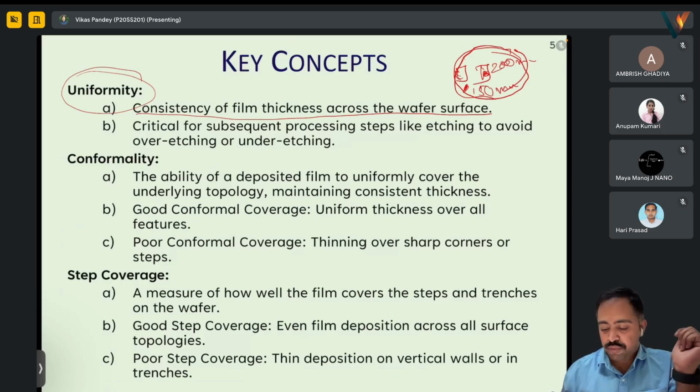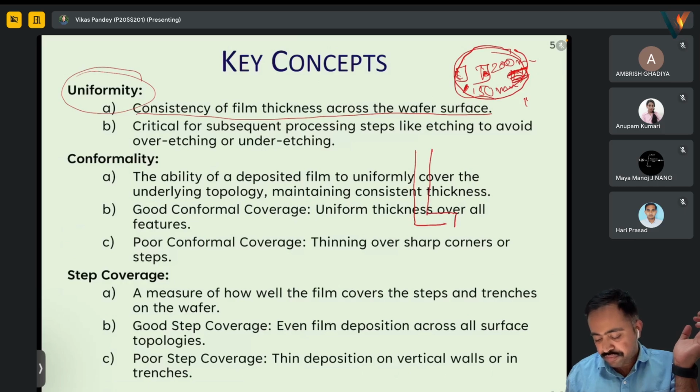Like suppose you have some structures that are already present, some source, drain, and all, and when you are depositing, if it is depositing uniformly across this source, drain, all, like I will make it bigger. Like suppose that we have a structure like this made up of metal, and now we want to deposit something over it.